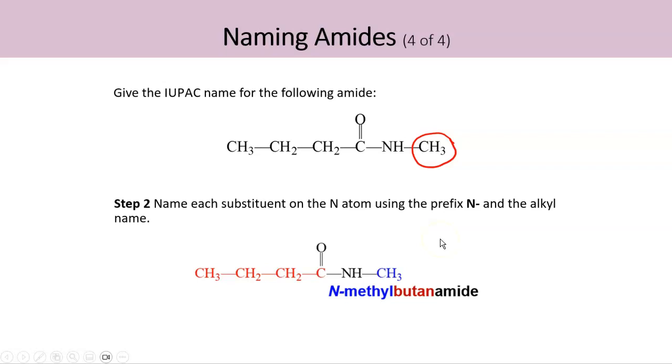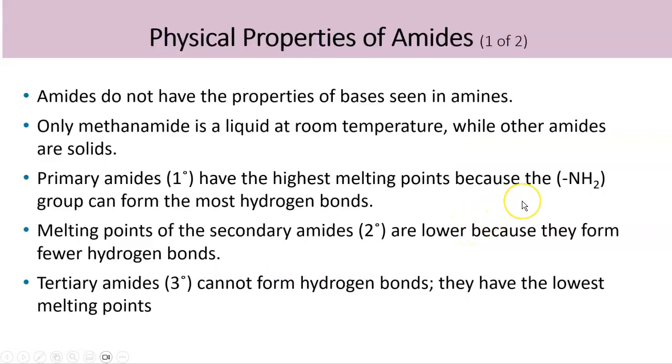Okay, so that's how we can name amides according to the IUPAC rules. We will see more examples in the problem discussion. Now we'll see the physical properties of amides. Even though these amides are derived from amines, they have very different physical properties than amines. Unlike amines, most of the amides are solids at room temperature. Only methanamide, which is the amide with one carbon atom, is a liquid at room temperature.